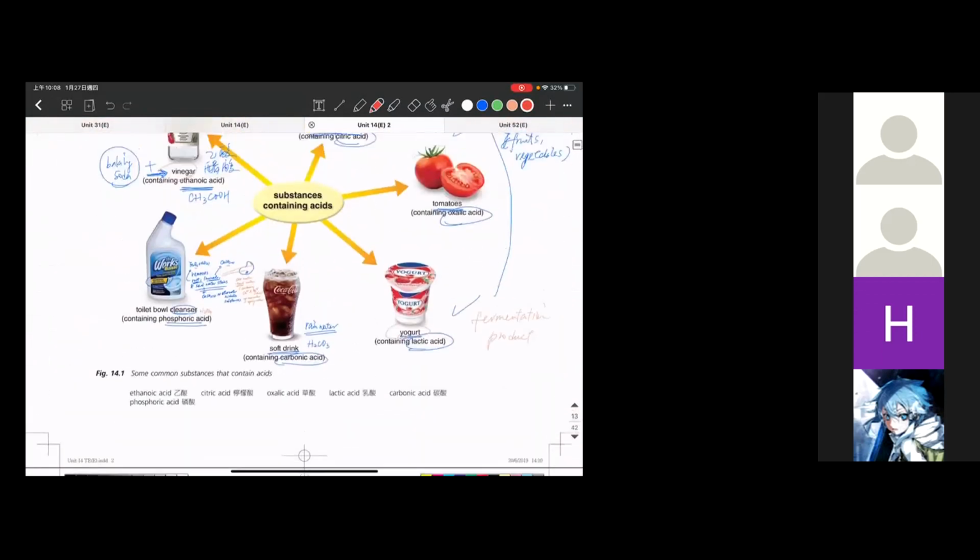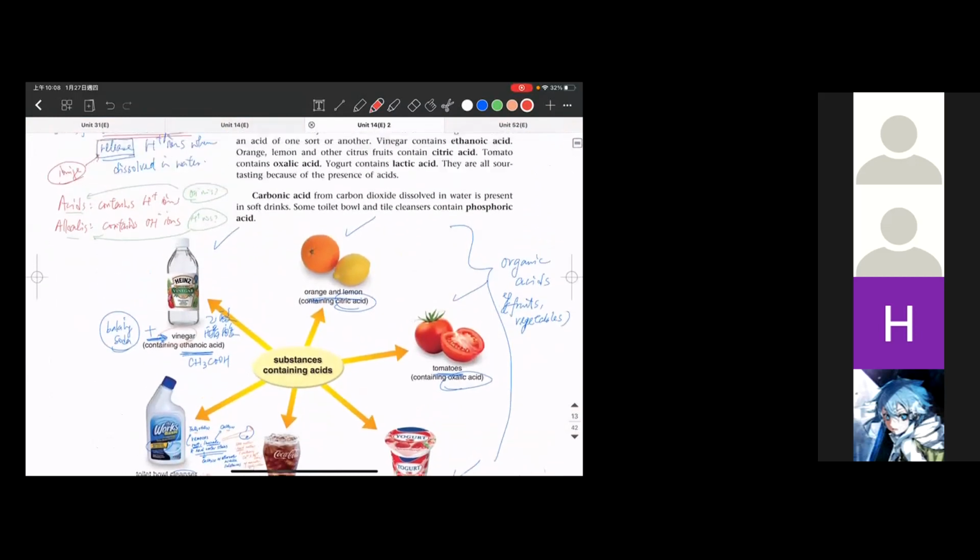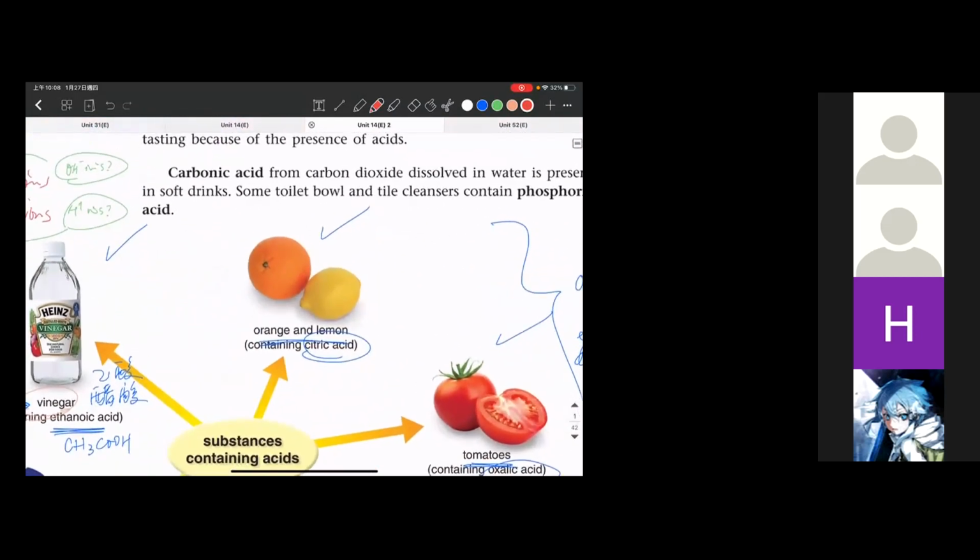Do you still remember citric acid? Citric acid, this one, right? Also citric acid. I would like to show you the formula of citric acid.